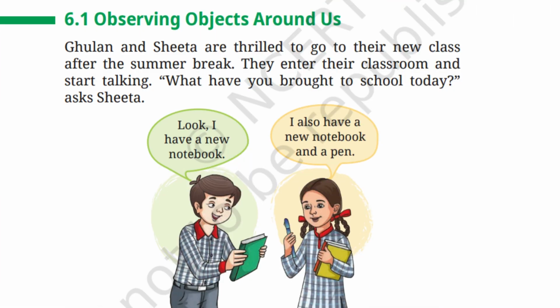Observing objects around us. Ghulan and Sheeta are thrilled to go to their new class after the summer break. They enter their classroom and start talking. "What have you brought to school today?" asks Sheeta. "Look, I have a new notebook." "I also have a new notebook and a pen."